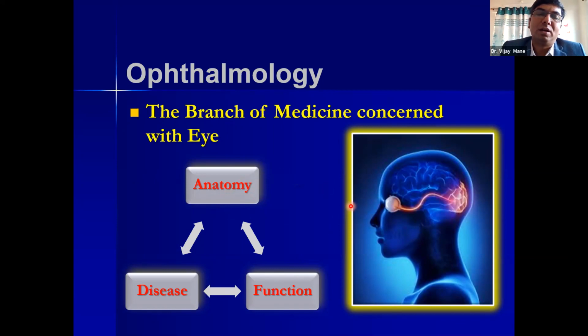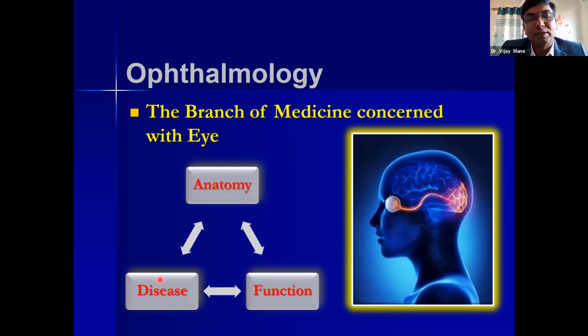So we'll be talking in the sense of the engineering point of view, because there are many medical terms that we don't understand, but I will try to explain all these anatomy, functions, and diseases, and how we as engineers can help the ophthalmology field for assessment purposes or for the prediction of various diseases.